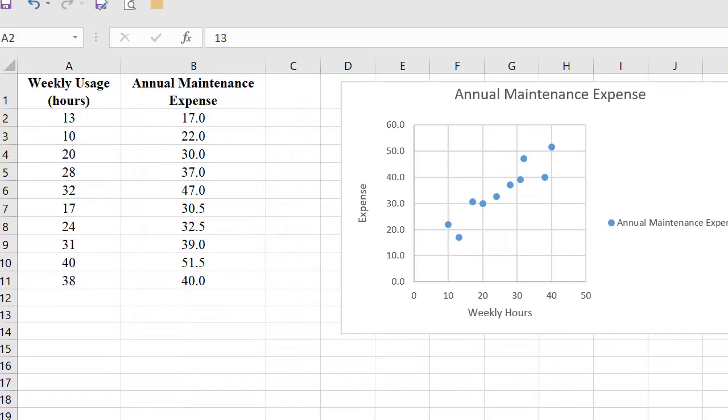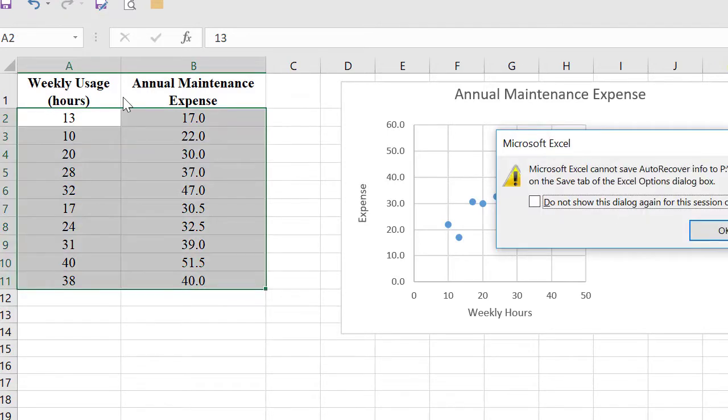Part A says develop a scatter chart with weekly usage hours as the independent variable. So independent variable, they're saying this is your X, which means this one has to be your Y. Okay? So we're going to just graph this.